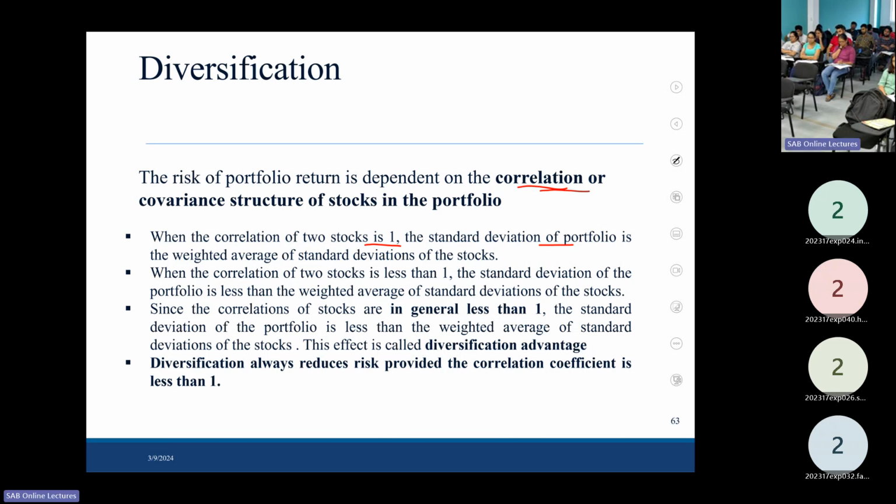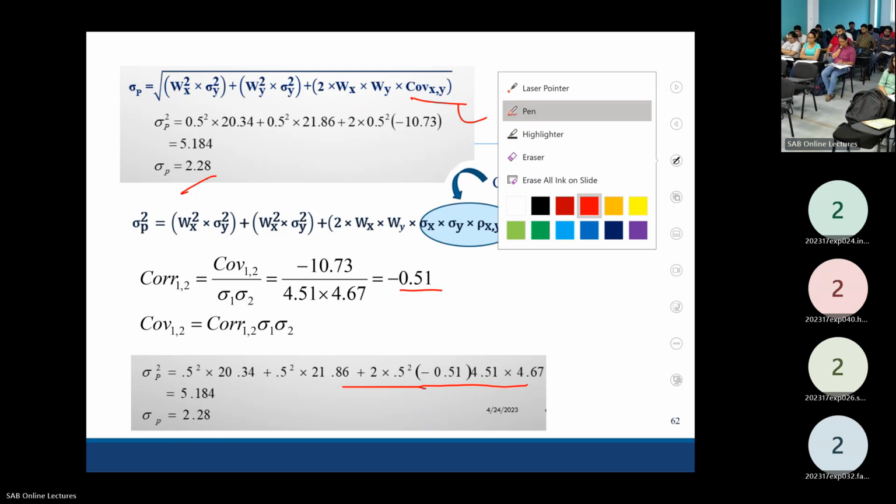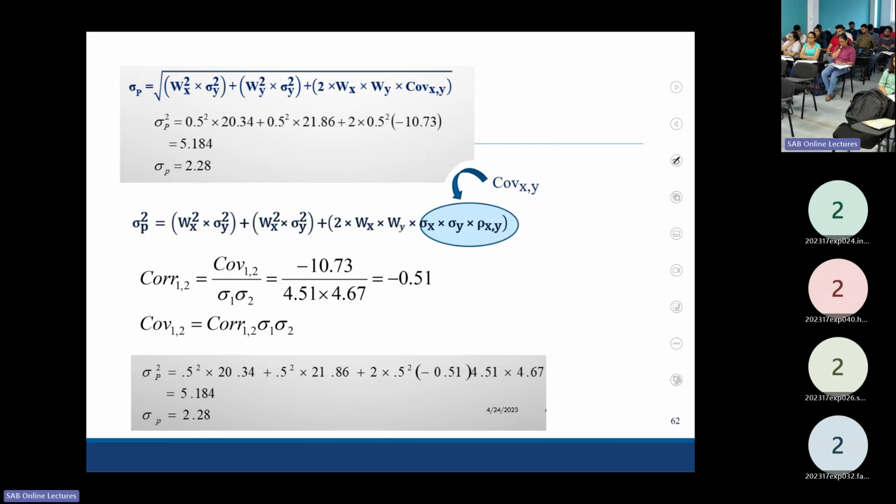Now go to the example. Suppose here, instead of this minus 0.51, the correlation coefficient is equal to positive 1. We calculate this number.